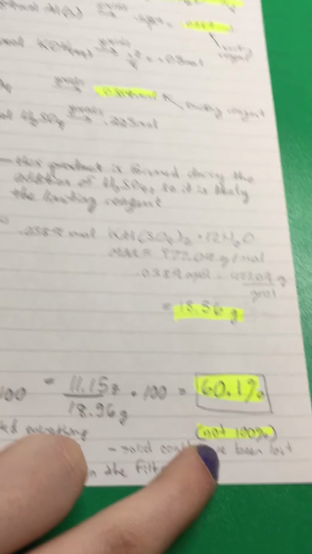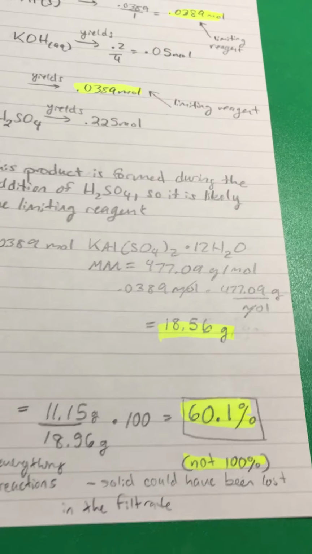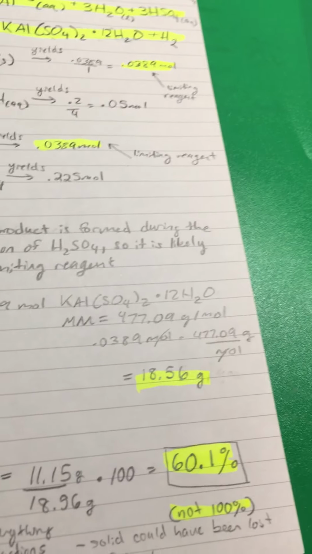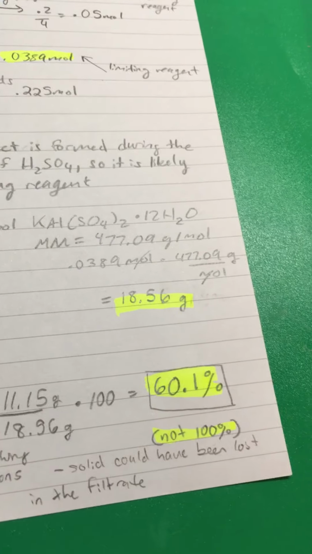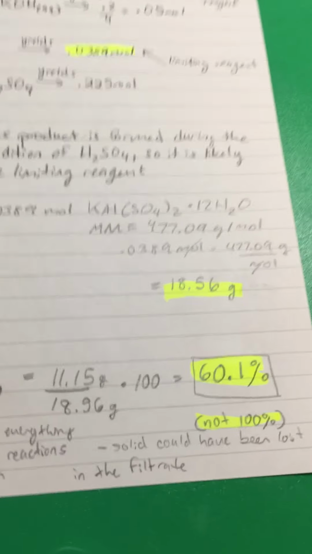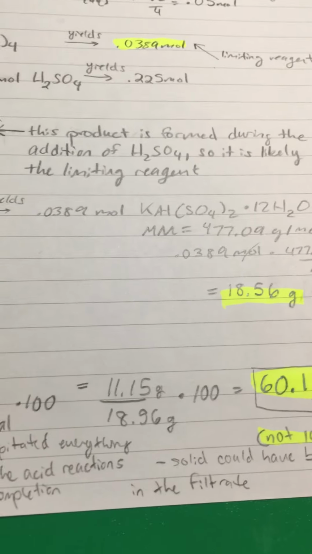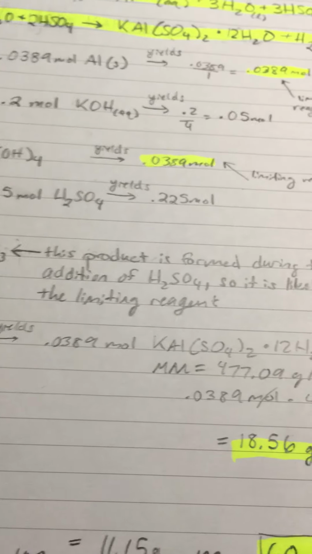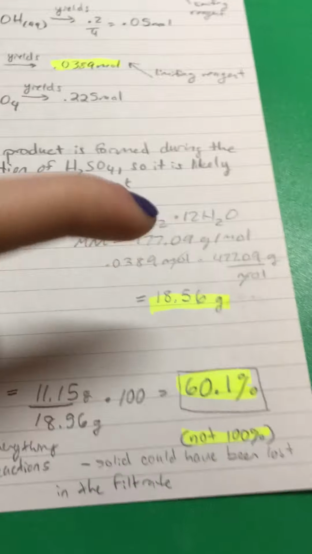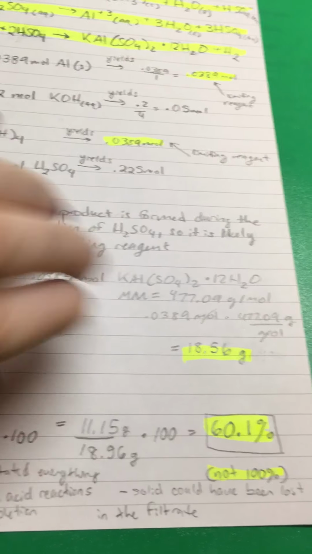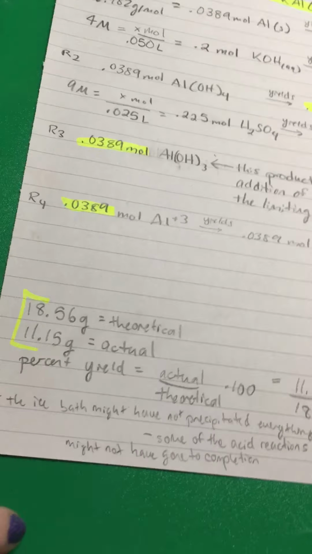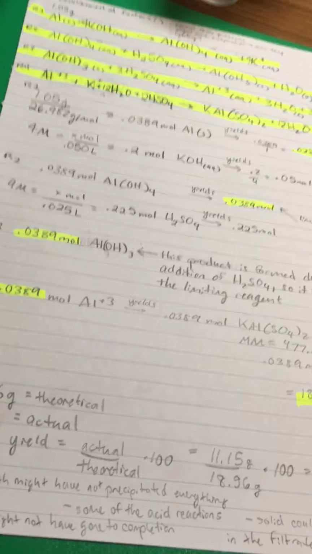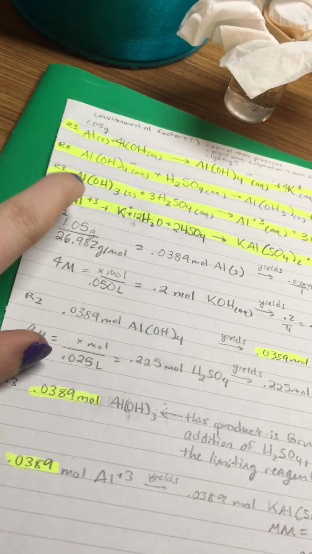Obviously not 100%. There are a lot of reasons for this. Some could have been lost in the filtrate during the vacuum filtration. Some of the solid alum could have been lost in that liquid solution, and that could have been avoided if we had refiltered the filtrate to look for those solids, but we did not. The ice bath might have not precipitated everything, so that was this fourth equation.